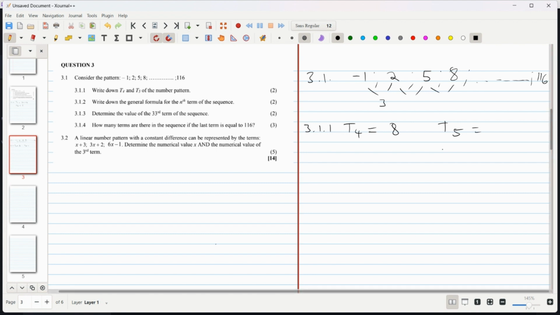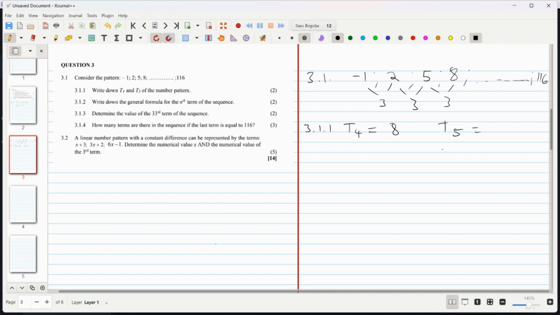This is a bit confusing, so let me try to write it here so that you can see. It's 2 minus -1. So what do we have? This becomes a positive, and now you have 3. That's why 2 minus -1 is 3. For the next one, 5 minus 2 is 3, and 8 minus 5 is 3. So we have a constant first difference of 3.